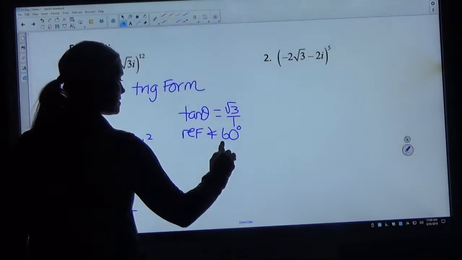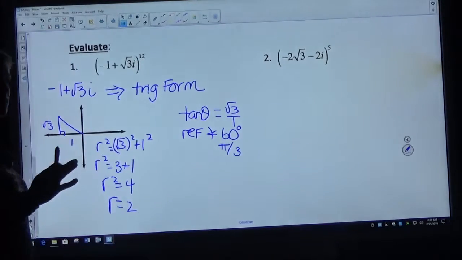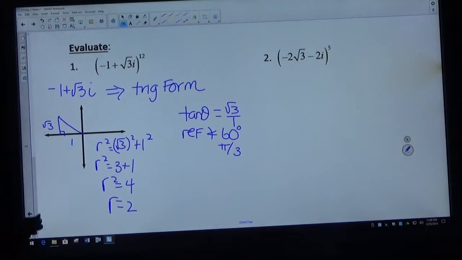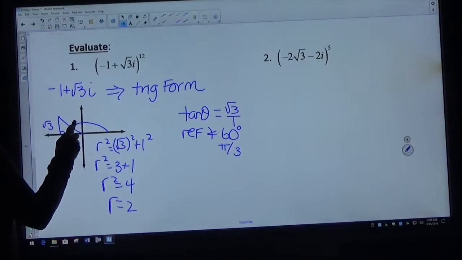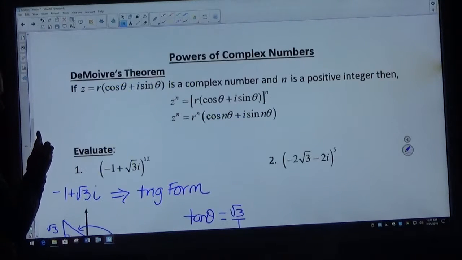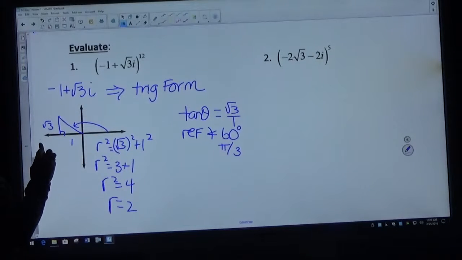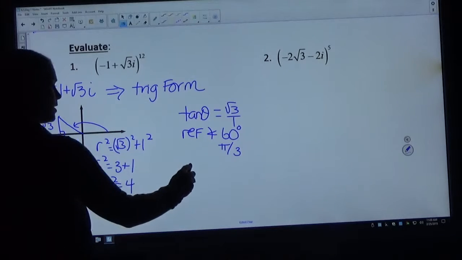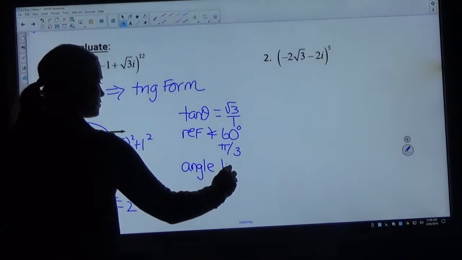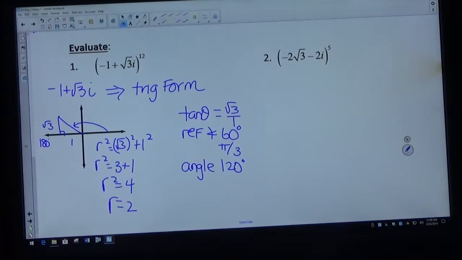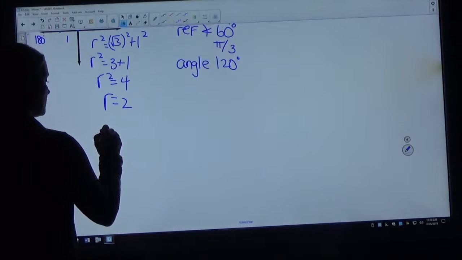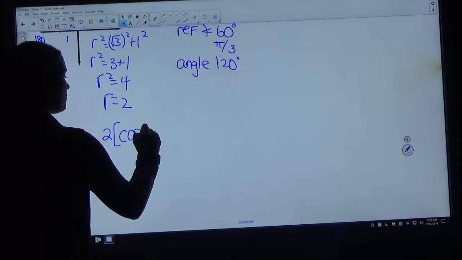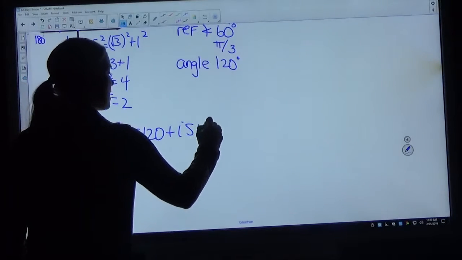So I am going to use 60. You can do pi over 3, it's your choice. I think it's easier to do this with degrees when we get to de Moivre's theorem. So, if my reference angle is 60, what's that larger angle? This is 180 degrees. I'm going to chop off that reference angle to get myself an angle in the second quadrant. So hopefully you see the angle is 120 degrees. Perfect. All right. So now, how is this helpful? Let's write this in trig form. It's 2 times the cosine of 120 plus i sine 120.